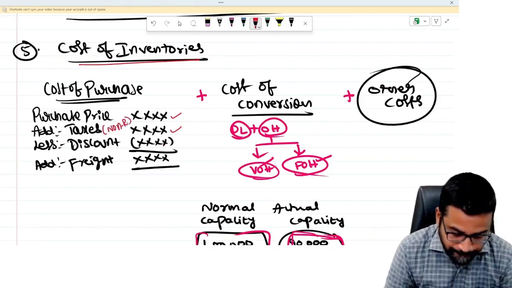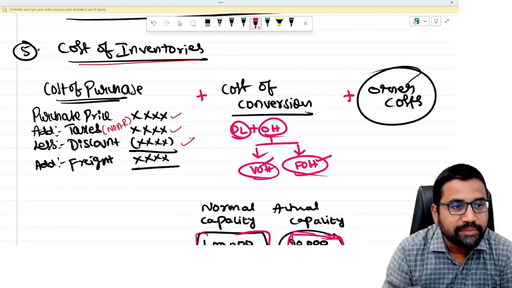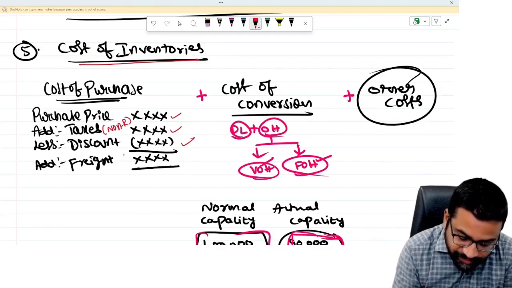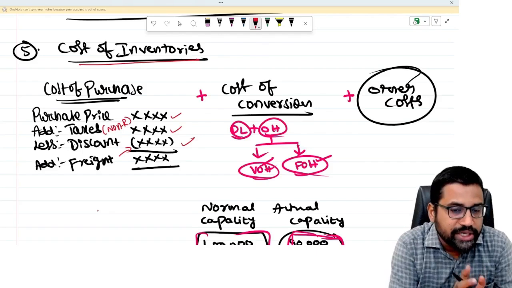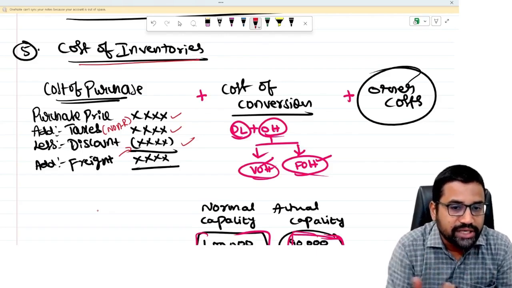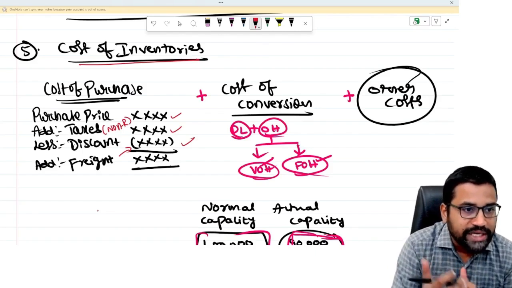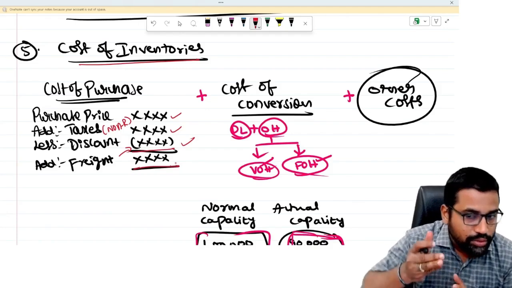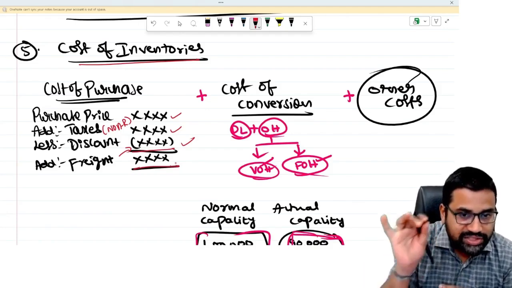Non-refundable taxes. And discount. Suppose when I am purchasing any raw material, the supplier may give some discount to me. So that discount I have to reduce. And then any freight, add insurance, because to bring this raw material to the factory I have to incur some freight cost, transportation cost, insurance. Any local taxes I paid, all those things. Then you will get what? Cost of purchase. So in the process of determining the cost of inventories, the first thing is cost of purchase.